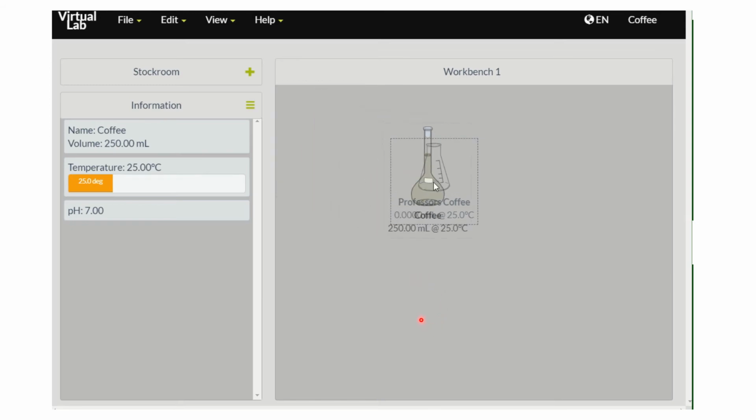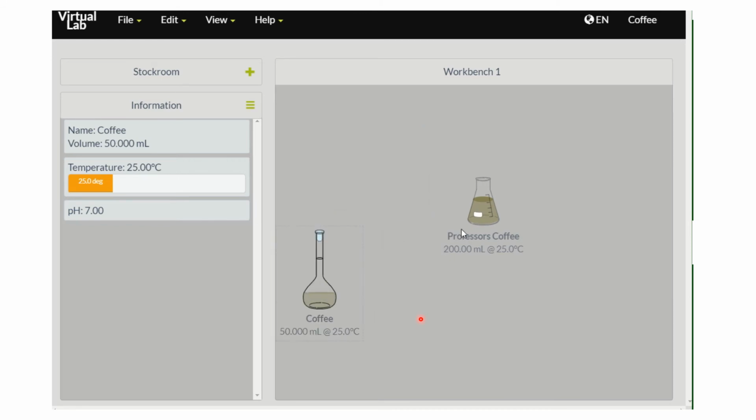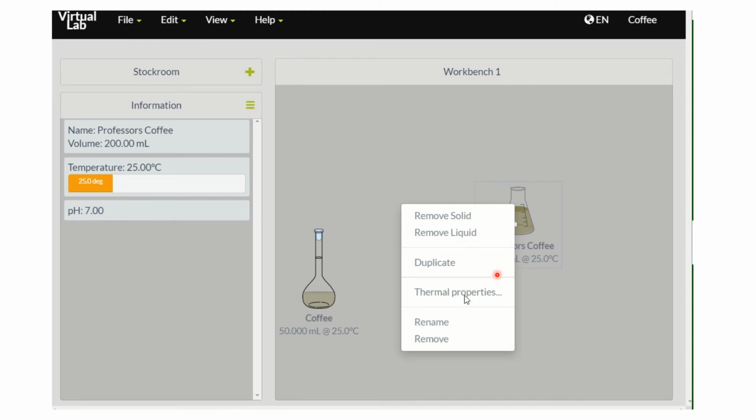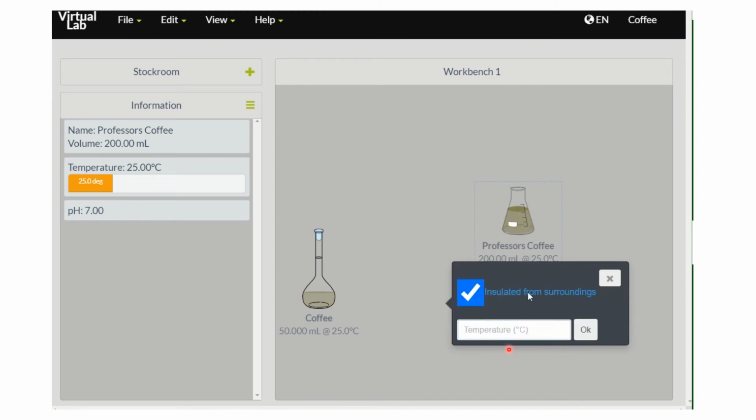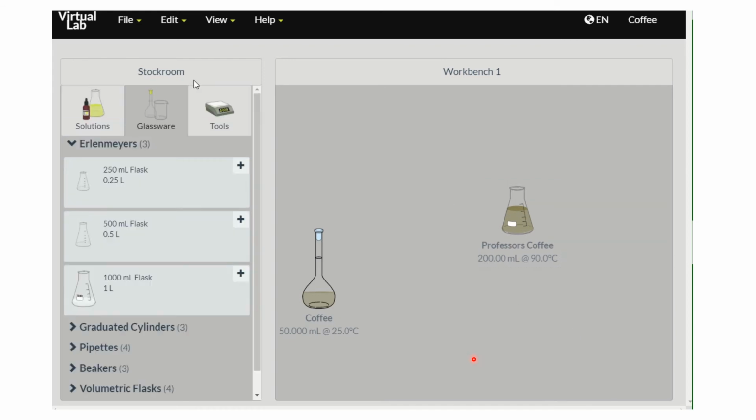So next, what I'm doing is my problem told me that I had 200 grams of coffee, and I converted that 200 grams to mL. So that's what I'm pouring out right here. Next, you need to insulate this system, and you need to enter the specific temperature that the problem gave you. So for mine, it was 90 degrees. It told me that the initial starting temperature of the coffee is 90 degrees.